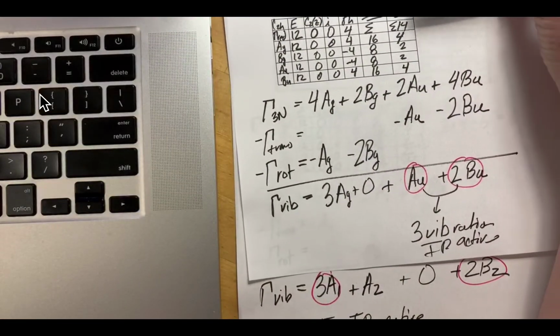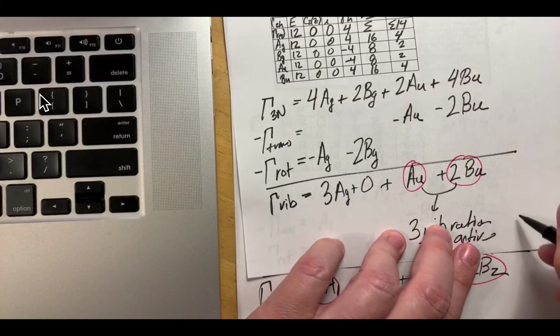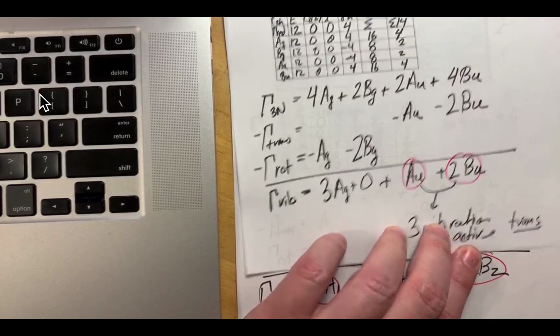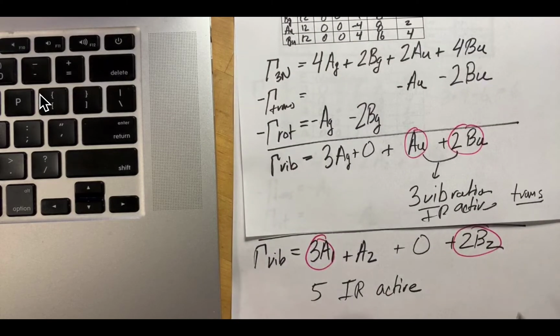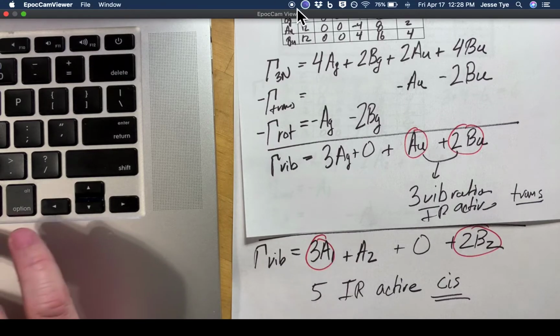So this is for our trans isomer. Our trans isomer, we had 3 vibrations that are IR active. And for our cis isomer, we had 5 that are infrared active. So we should be able to tell these apart by infrared spectroscopy. We should be able to distinguish between trans diimide and cis diimide.